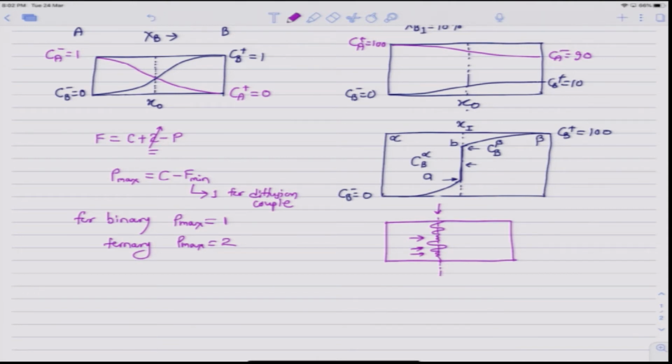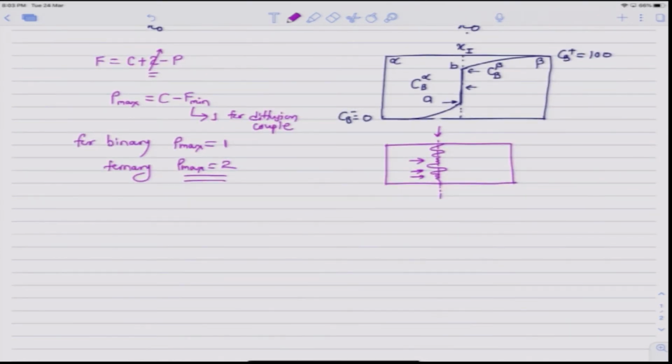Now, for ternary it is possible, because for ternary P max is equal to 2. So, a two phase layer can form, or there may be two single phase layers having a non-planar interface between them. So, this is possible in ternary diffusion couple or even in quaternary or higher order systems, but not in binary diffusion. So, this was about binary multiphase diffusion couples.